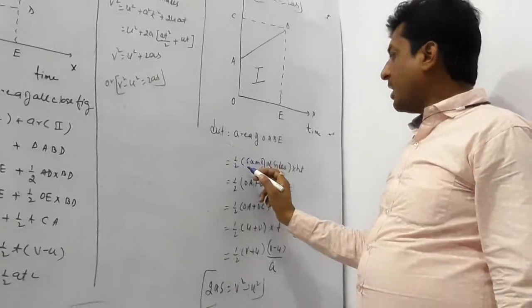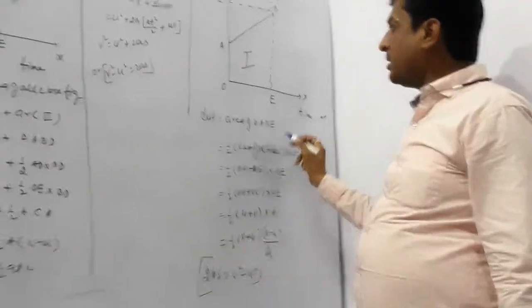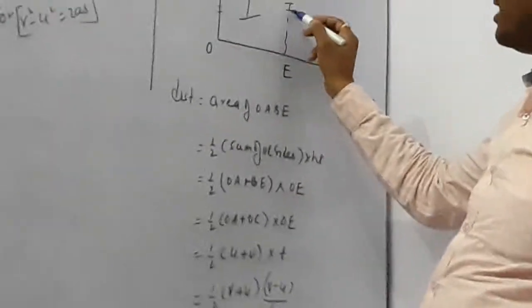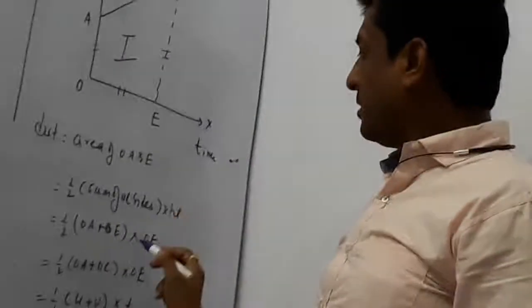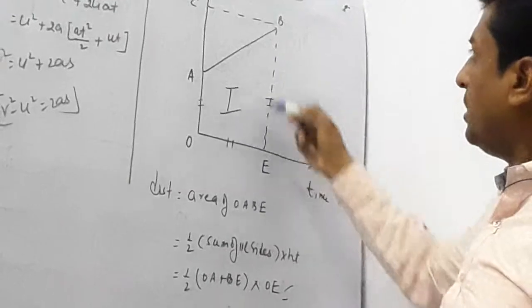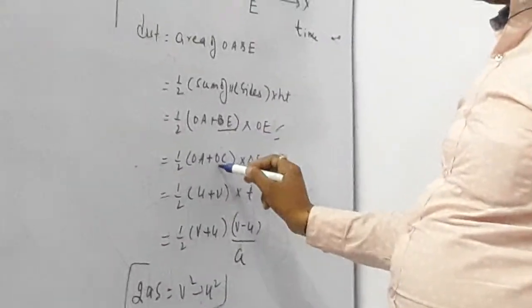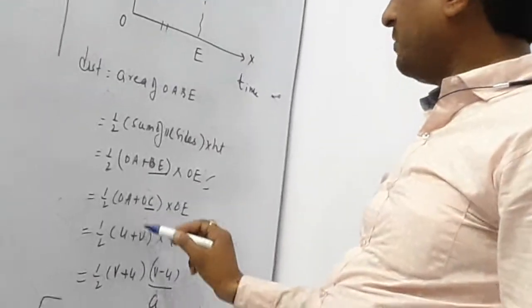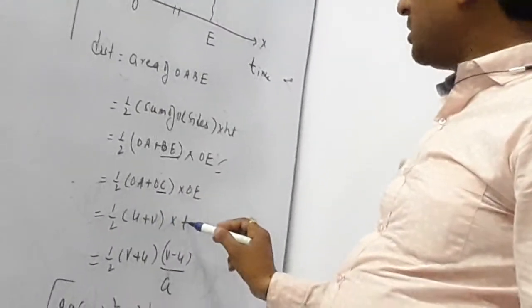Area of trapezium is half into sum of parallel sides into height. This is one side, this is one side, both are parallel, and this is the height. I have written here. Now this is OA, this is BE. BE is CO, so in place of BE, I have written OC. Now OC is v, OA is u, OE is t.